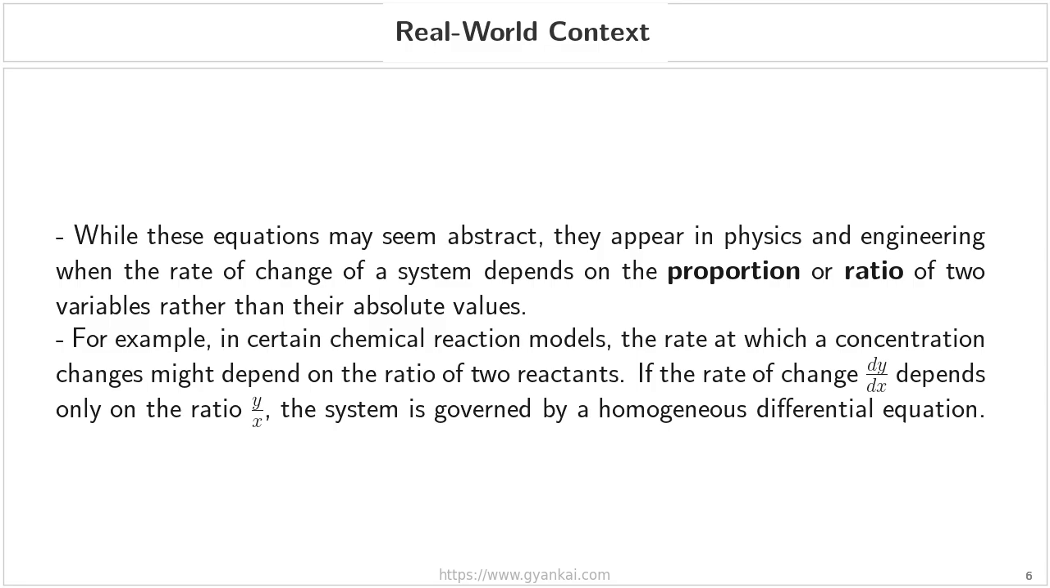To give you a concrete example, let's look at chemical reaction models. Imagine you are tracking how the concentration of a substance changes over time. In certain scenarios, the rate at which this concentration changes might depend solely on the ratio of two different reactants. If we can express the rate of change, which we write as dy/dx, as a function that depends only on the ratio of y over x, then the system is governed by a homogeneous differential equation. This connection between the mathematical ratio and physical proportions is exactly what makes this concept so powerful.